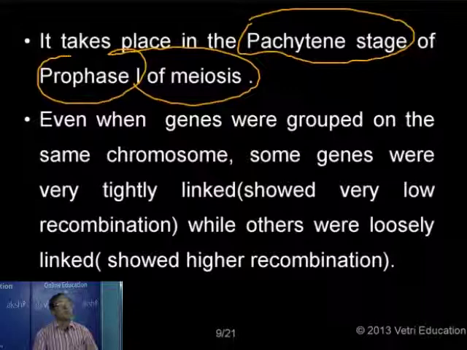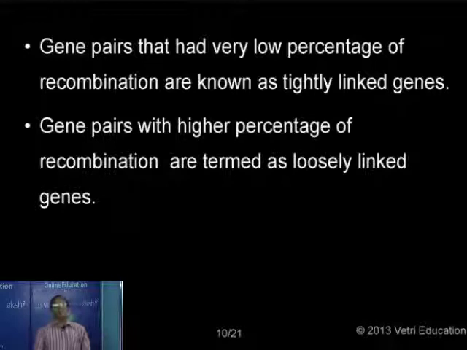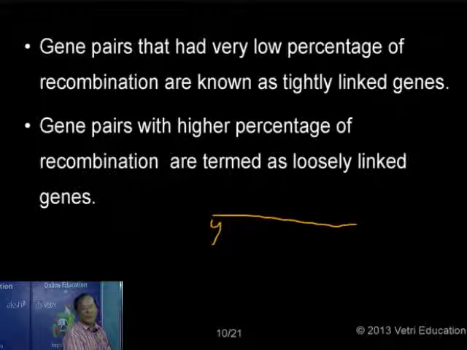I mentioned earlier, that is already in the previous experiment. So, the gene pairs that had very low percentage of recombination are all called tightly linked genes. Suppose you have genes, for example, the gene for yellow body color, or the gene for white eye, the gene for lineage gene.